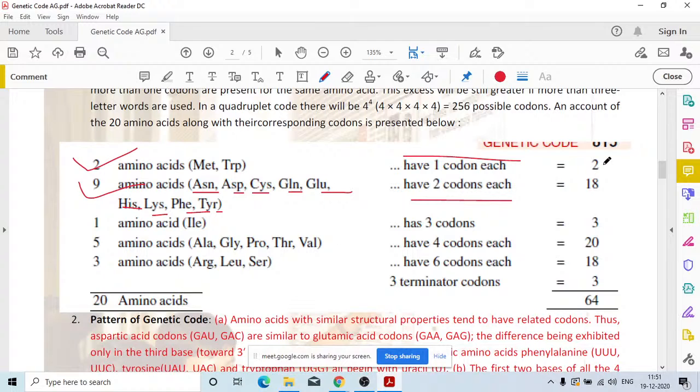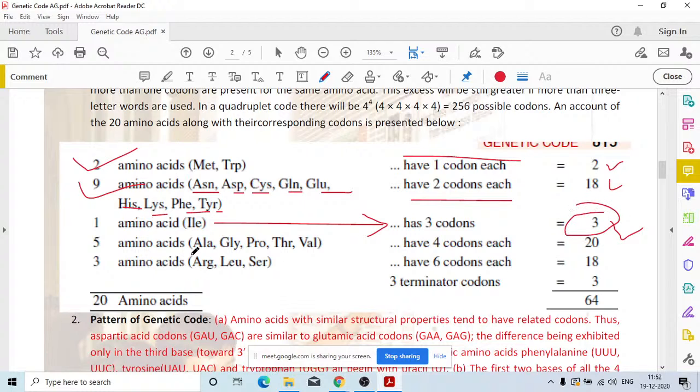So in total, first one codon each. So two has been taken, and now 18 has been taken: two into nine amino acids present. Isoleucine has got three codons, it is one amino acid with three codons. So three of the codons have been taken over here.